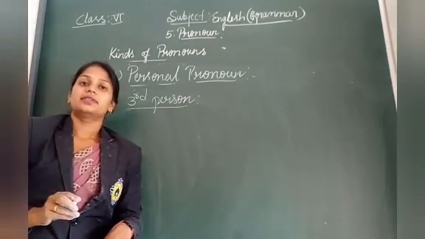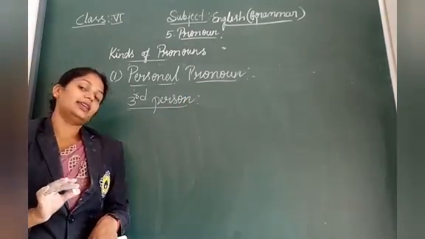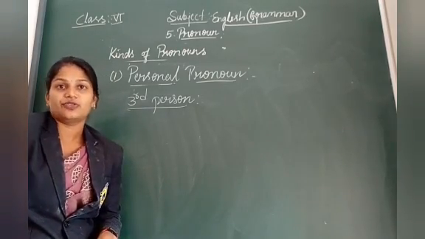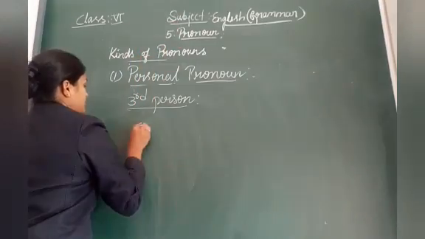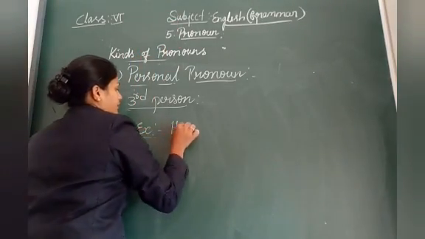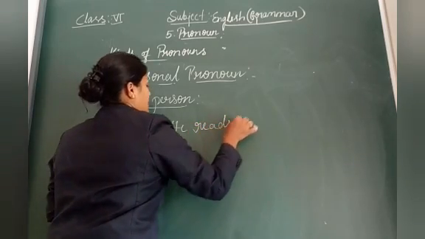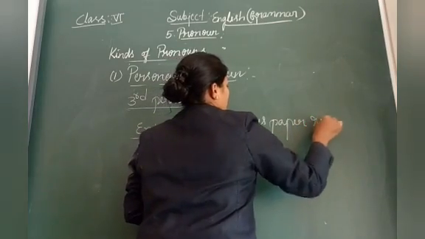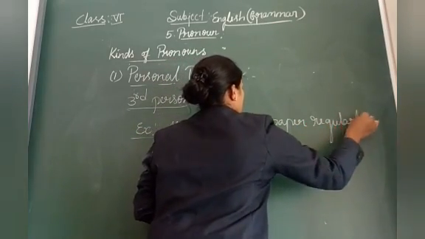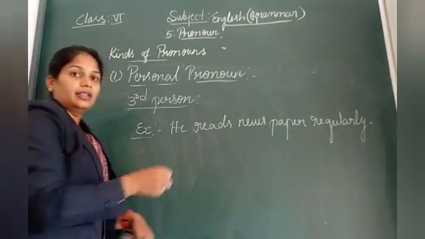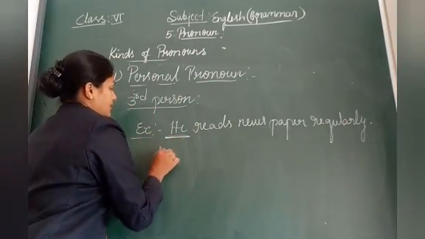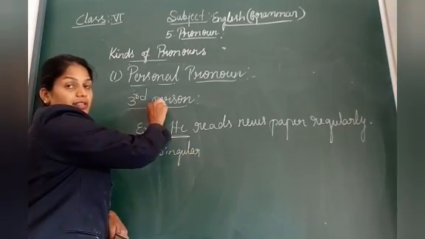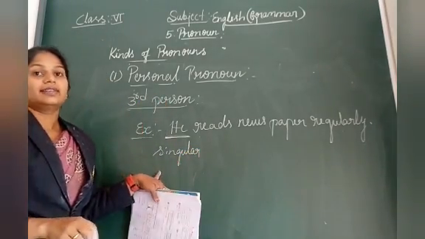So here, third person represents the person or thing other than first and second person. For example, he reads newspaper regularly. See here, he is the singular, the third person. Okay, so he is the third person subjective.